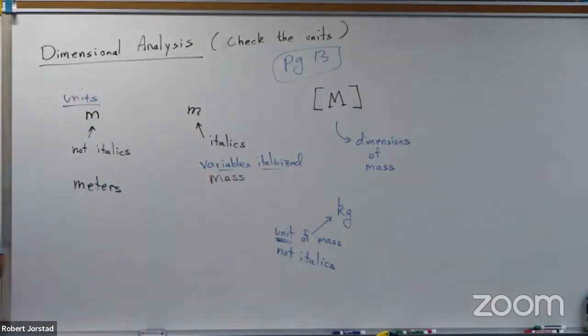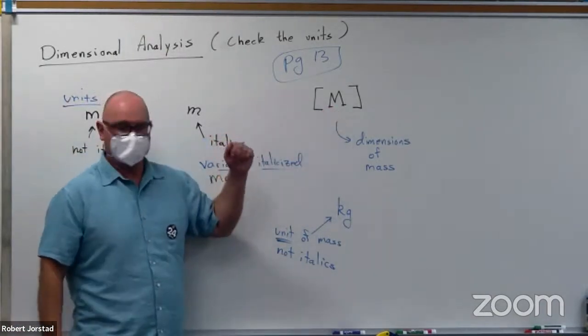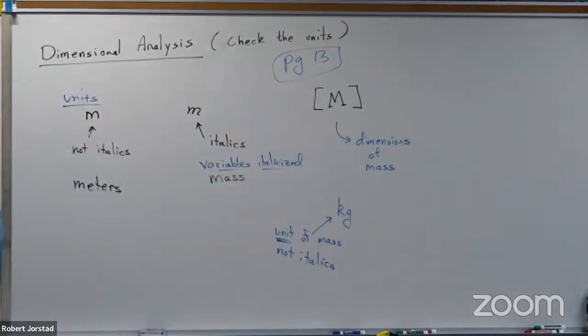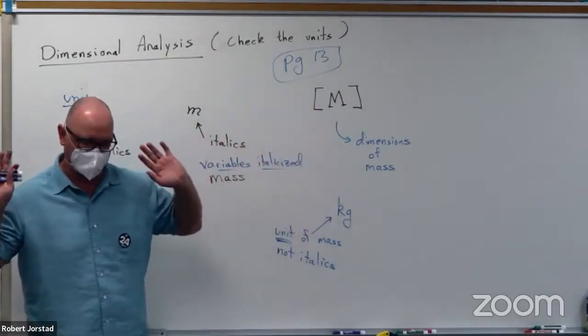So more on that throughout the semester as we go on. This term with these square brackets, with the capital M inside, is another notation used by a lot of the most famous physics books to indicate that. However, usually in all my solutions, I just write kilograms. That's just the style I grew up with.